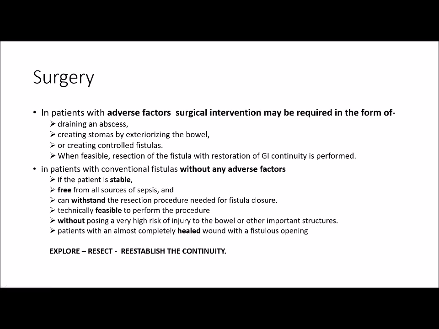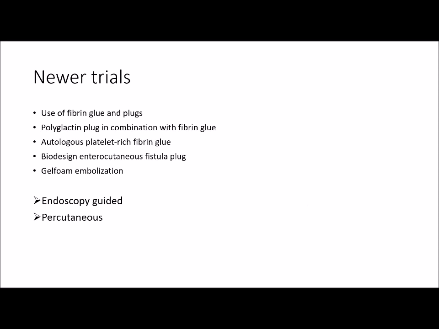And at the same time, when I'm doing it, I should not be injuring the other part of the bowel and other structures. That has to be ensured. If all these things are there, only then I'll go ahead and do a surgery. And what surgery are we going to do? Basically, I'm going to explore, resect, and re-establish the continuity. But only in those patients who were taken up for surgery without an adverse factor would I have a good result. Right? So that is very important that you have to look for.